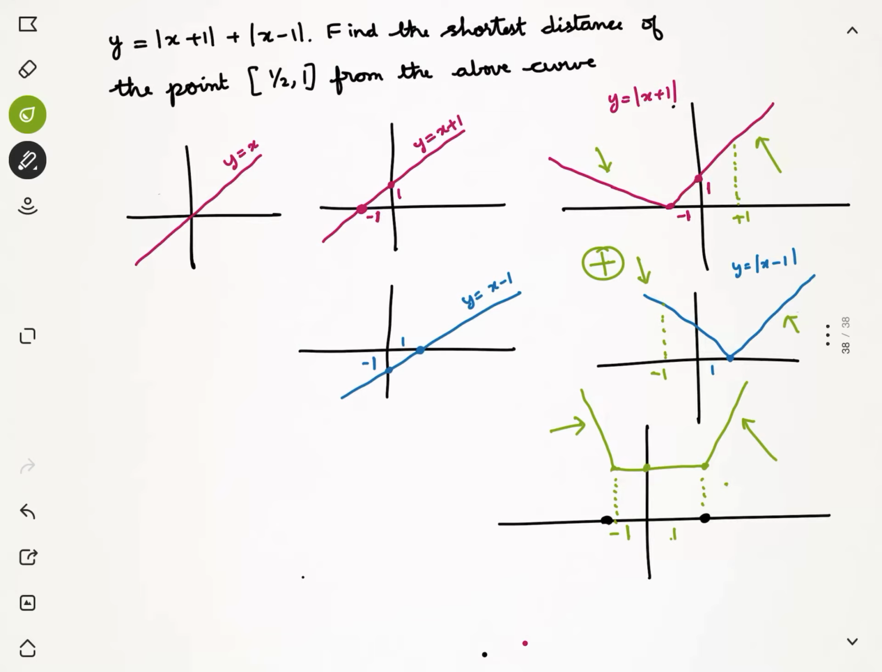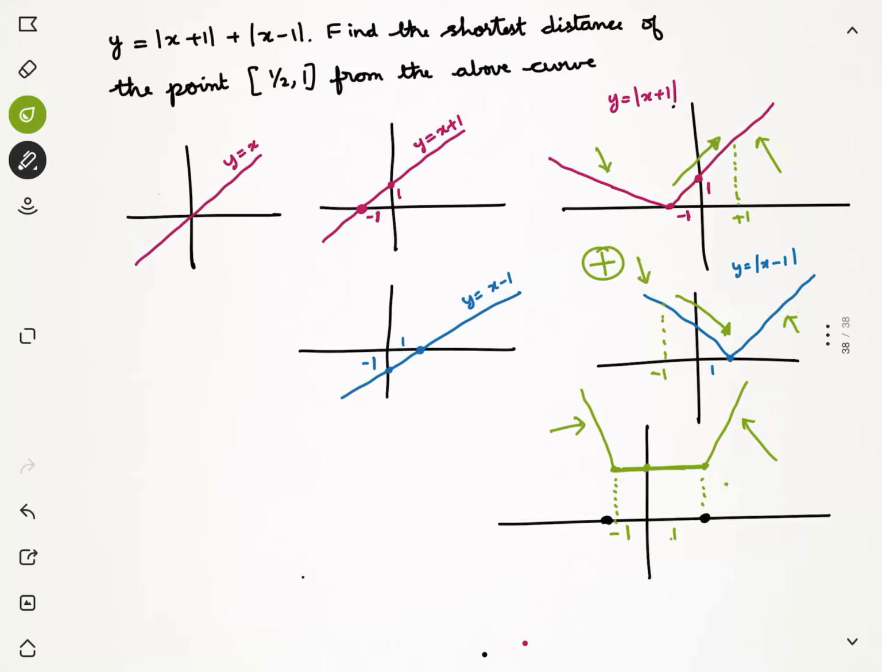Okay, now what happens between minus 1 and plus 1? Between minus 1 and plus 1, this pink color curve is an increasing line of slope 1, whereas the blue color line is a decreasing curve of slope minus 1. So when their slopes get added, the slope will be equal to 0. Minus 1 slope plus 1 slope will become 0 slope, so between minus 1 and plus 1, the line will be parallel to the x-axis.